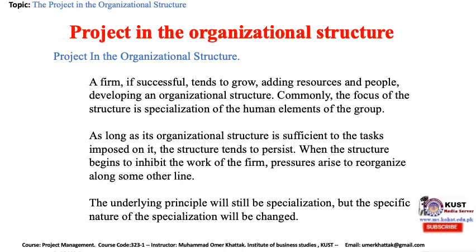The underlying principle will still be specialization, but the specific nature of specialization will be changed. Any elementary management textbook covers the common basis of specialization. In addition to the ever popular functional division, firms organize by product line, by geographic location, by production processes, by type of customer, by subsidiary organization, by time, and by the elements of vertical or horizontal integration.